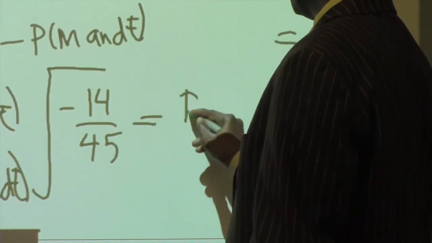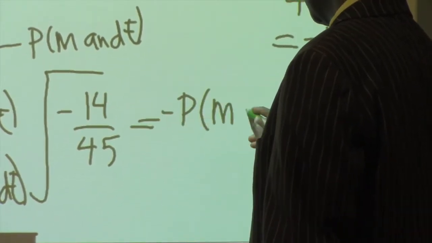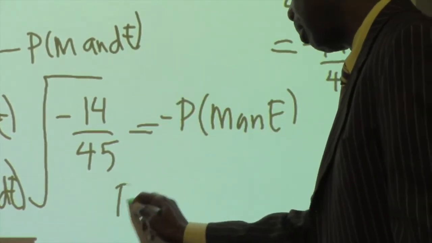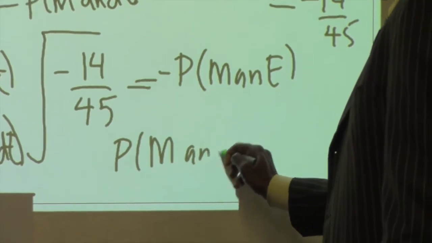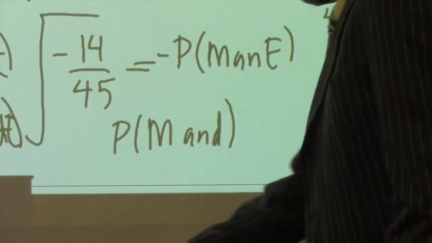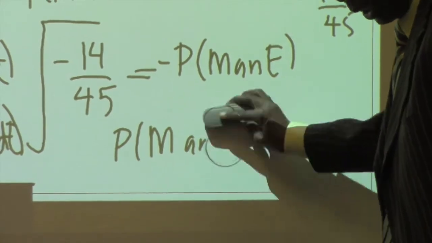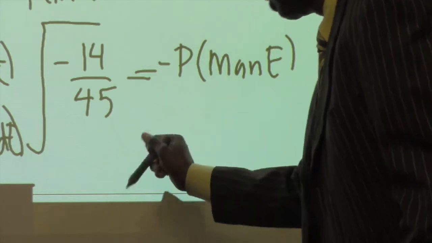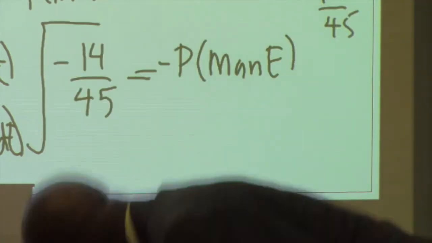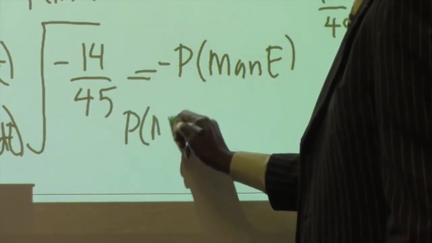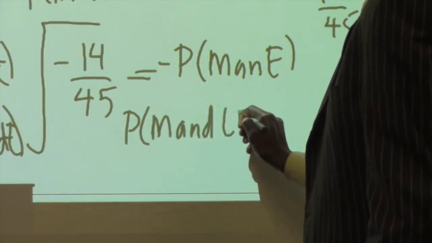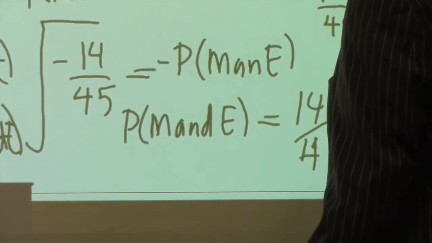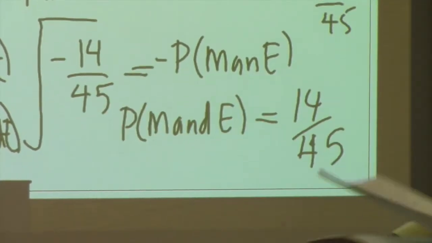So what we have here now is that negative 14 over 45 is equal to negative the probability of M and E. So we'll divide both sides by negative, and the negative will cancel when we divide. The probability of M and E is going to be equal to 14 over 45. Remember this negative and that negative cancel, so they go out.